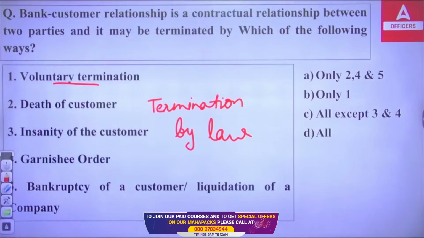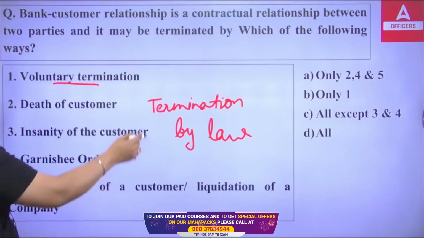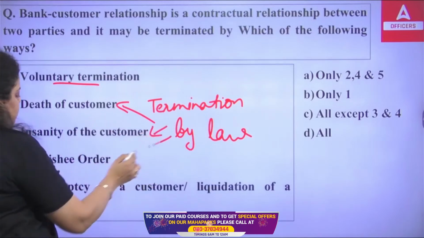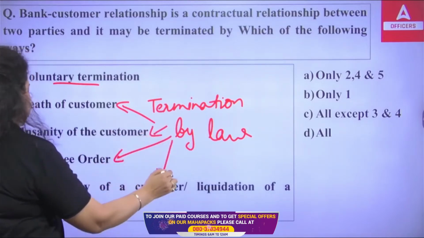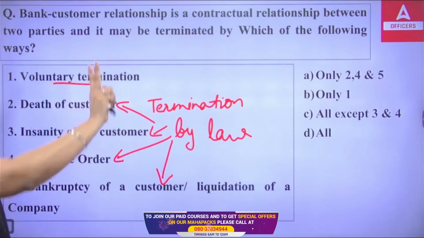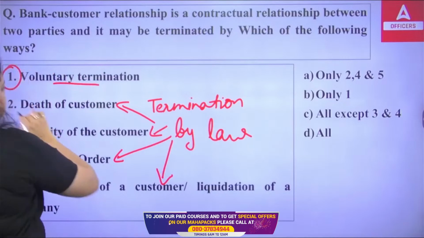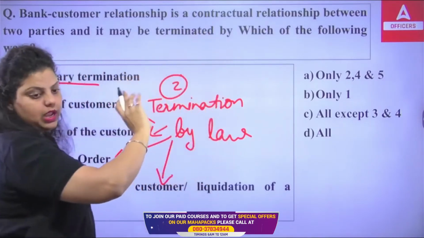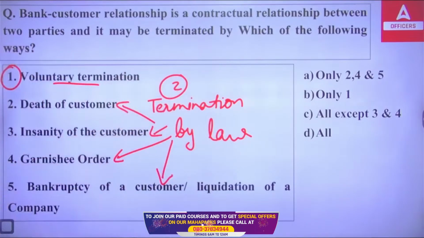Okay, and termination, if done by law, it will be done in case of death of the customer, in case of insanity of the customer, in case of garnishee order, in case of bankruptcy of a customer, and liquidation of a company. All these will be part of termination by law. So there are two ways only. The first one is voluntary termination and the second one is termination by law. Okay, and the termination by law will cover all these activities.